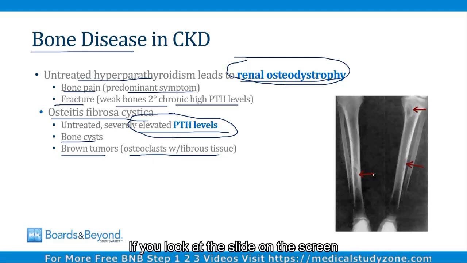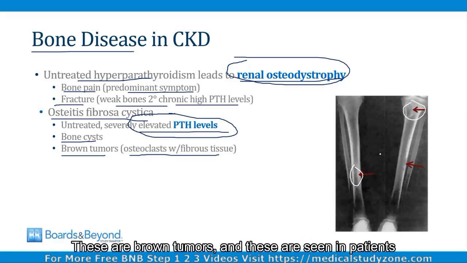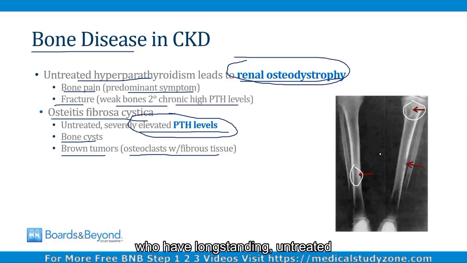If you look at this slide on the screen from a patient with osteitis cystica, you can see these dark spots here. Here's another one right here. These are brown tumors, and these are seen in patients who have long-standing untreated elevations of parathyroid hormone.